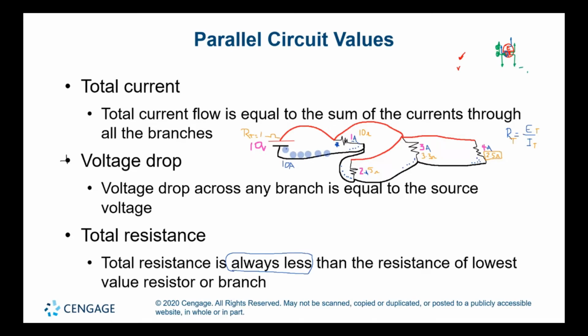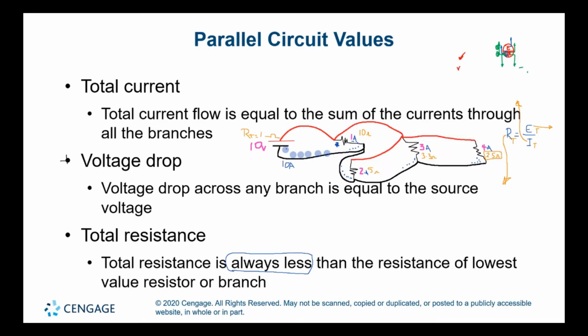And you may wonder why. Simple enough. The reason for that is Ohm's law. In Ohm's law, you have to keep in mind that when your resistance goes down and the voltage remains the same, then what's going to happen to your current? Your current is going to go up.